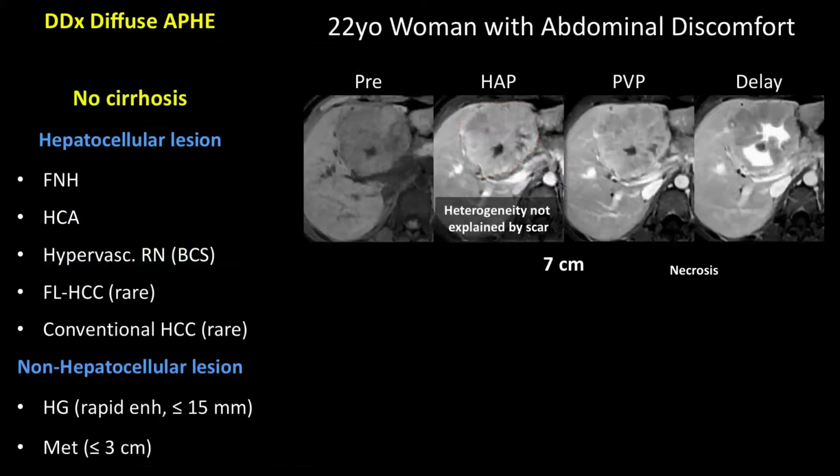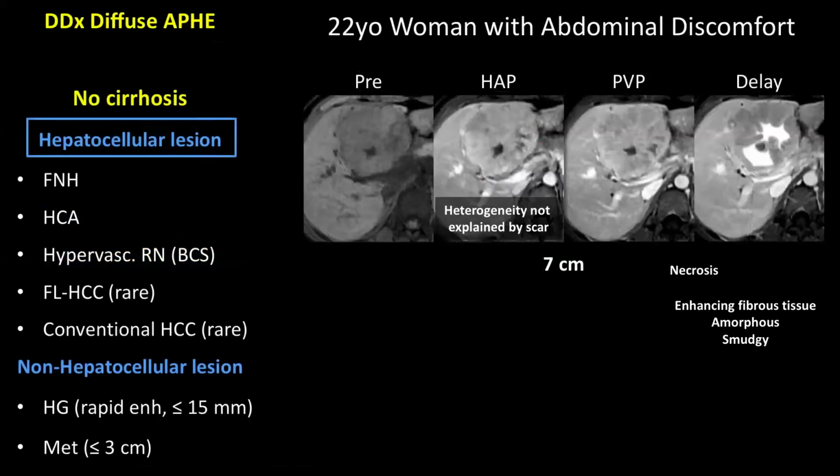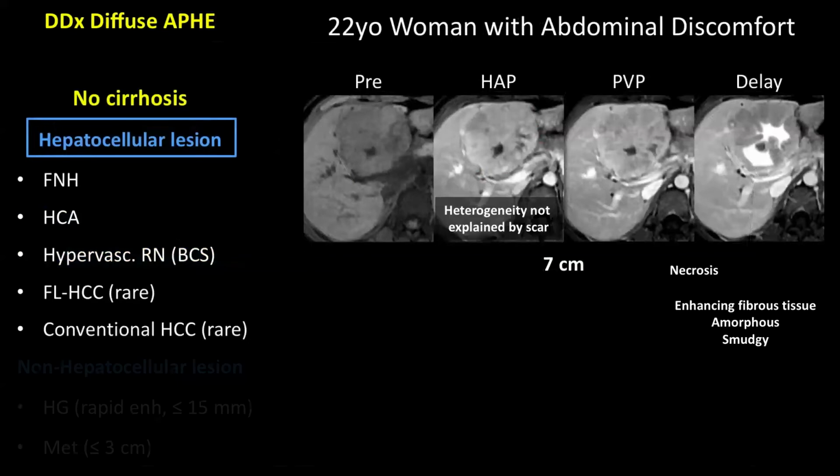So we see that enhancing scar tissue, but notice that that scar tissue looks smudgy and ill-defined. It's amorphous. It doesn't have that delicate, well-defined structure of the central scar of an FNH. So this is not the scar of an FNH. This is more of a laminated fibrotic appearance. So this is hepatocellular, and what do we think this is? This is a fibrolamellar HCC.